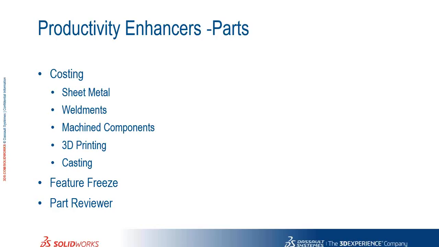This takes into consideration the cost of the raw material. It also takes into consideration the setup time, the labor time, the machine time, and all these things are automatically calculated by SolidWorks and gives you a complete idea. It also gives you a complete breakup of all the cost itself. Now, the good thing about SolidWorks costing is like you can use it for sheet metal, you can use it for weldments, you can use it for machine components, you can even use it for 3D printing and casting.